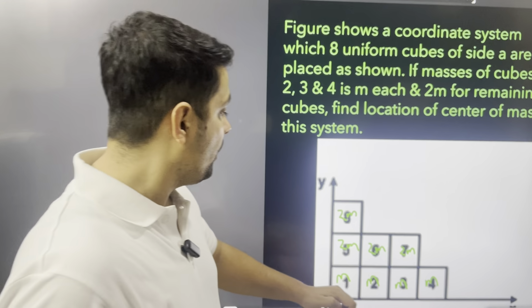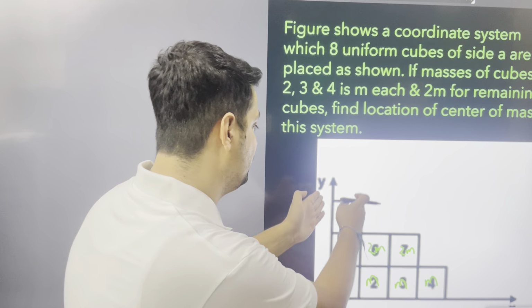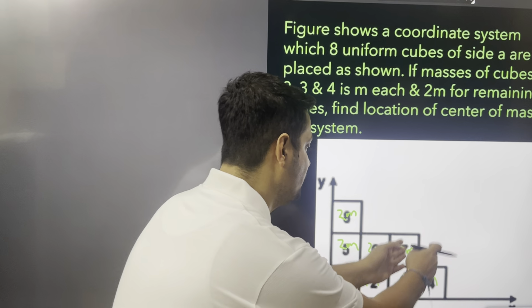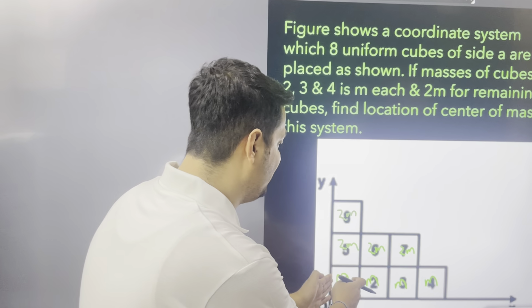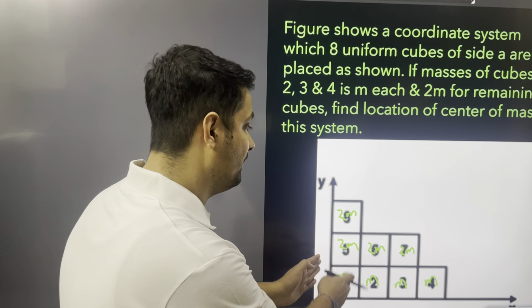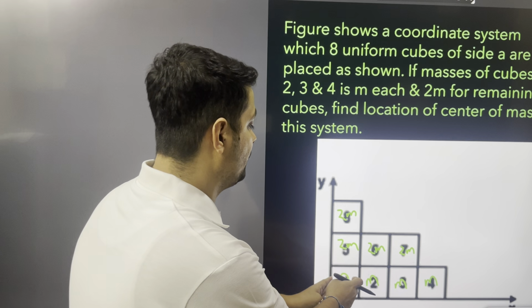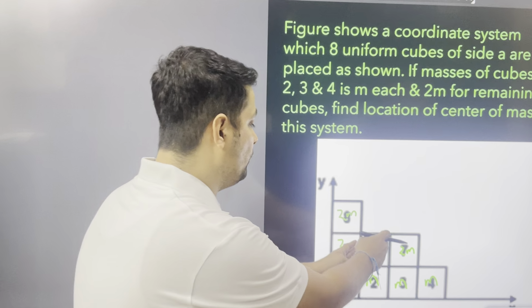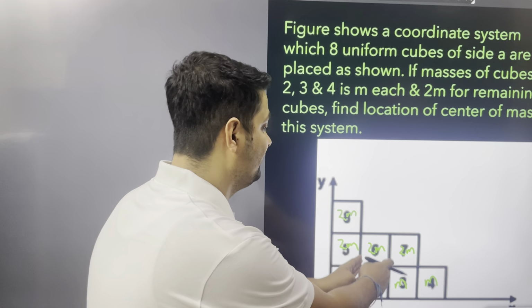Now for x center of mass, I will divide it system-wise: this is the first system, second system, third system, fourth system. One system represents one total mass. For example, 2m plus 2m plus m is 5m, so 5m is one system. First I will find the position of the 5m. The 5m position will be its own center of mass. 2m plus m, 3m, will be its whole mass, and I will concentrate it at its center of mass.